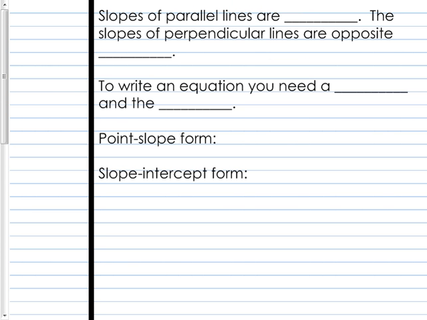We're on the second page. Slopes of parallel lines are the exact same. Okay, no math needed, they're the exact same. The slopes of perpendicular lines are opposite reciprocals. And we have already mentioned that in a previous lesson. Opposite reciprocals, or you could use the word negative reciprocals if you don't want to use the word opposite.